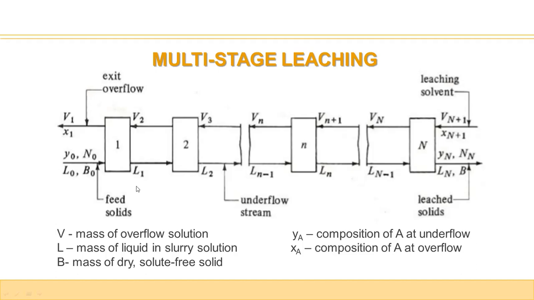That would be the same representation for the next thickeners. We just change the subscript 0 depending on what particular thickener this N and this B is coming from or leaving from. So this is the way we represent our multi-stage leaching in the manner in which the main reference book that we're using, Geankoplis, is representing it.